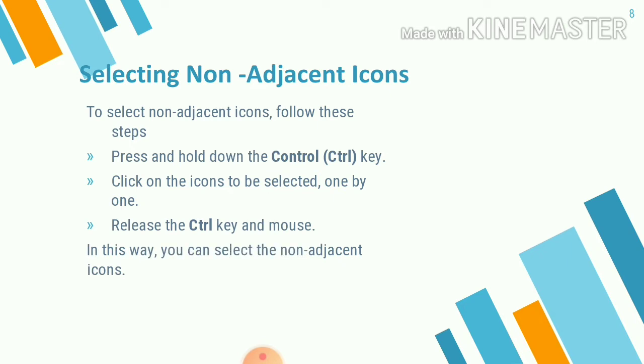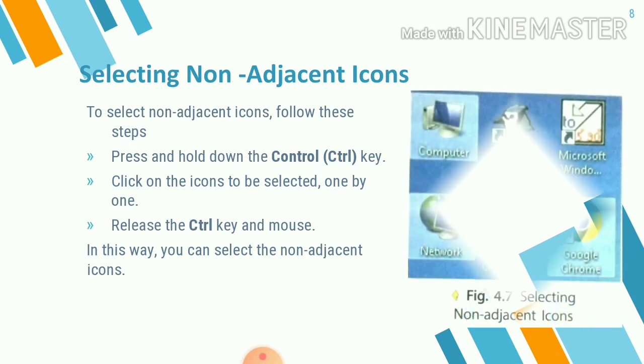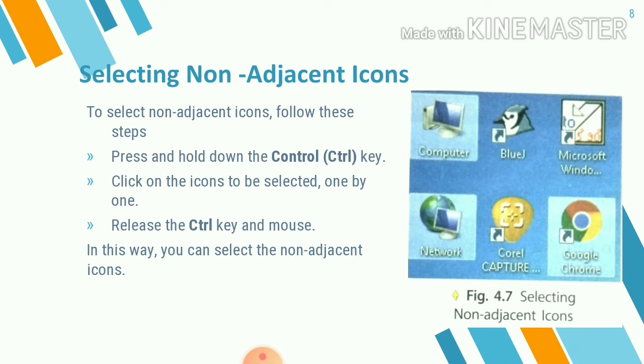It means different icons will be selected. Now you can see in the picture there are 6 icons on your screen and you have to select 3 icons. So you have to follow the steps for selecting adjacent icons and non-adjacent icons.